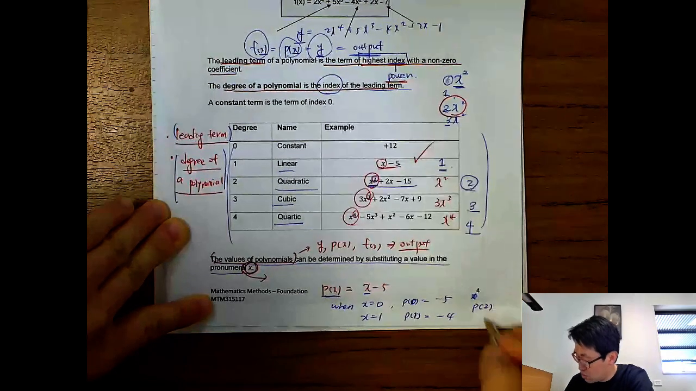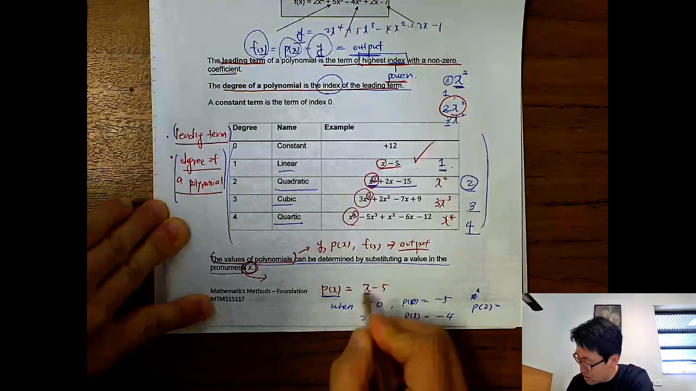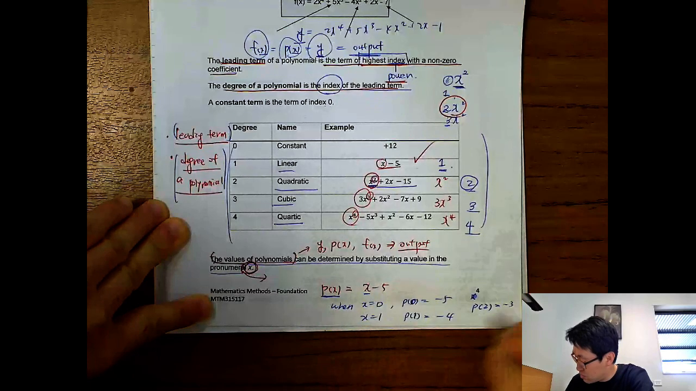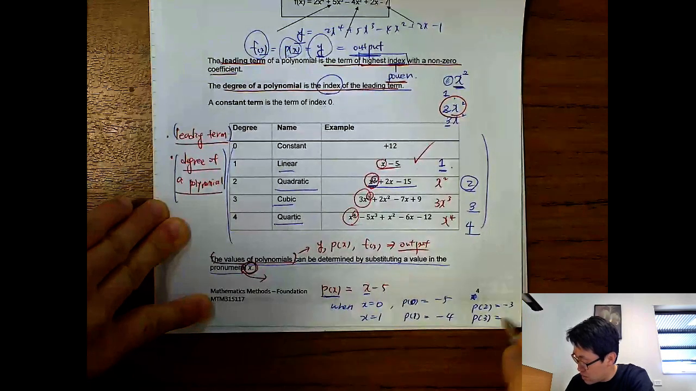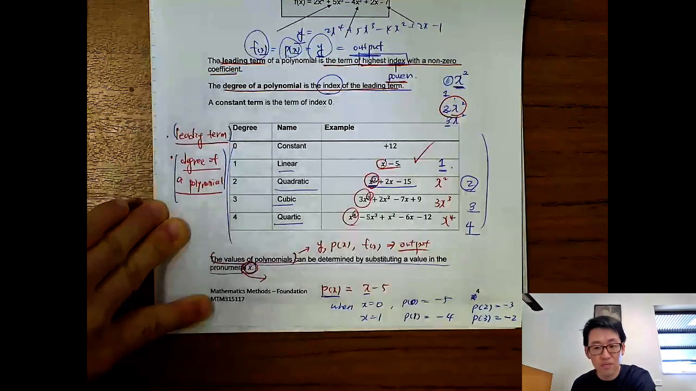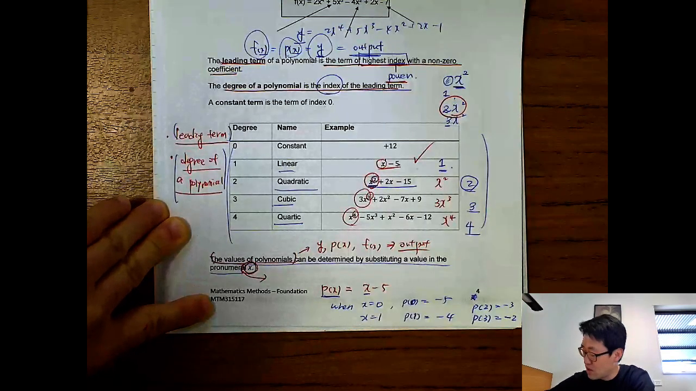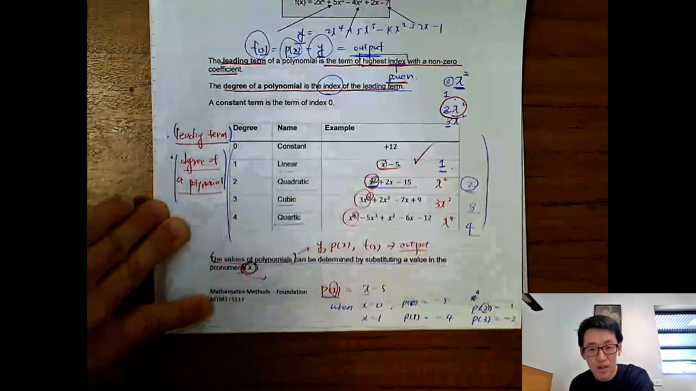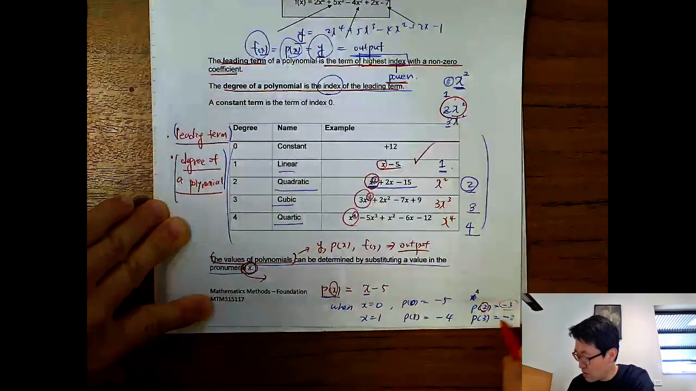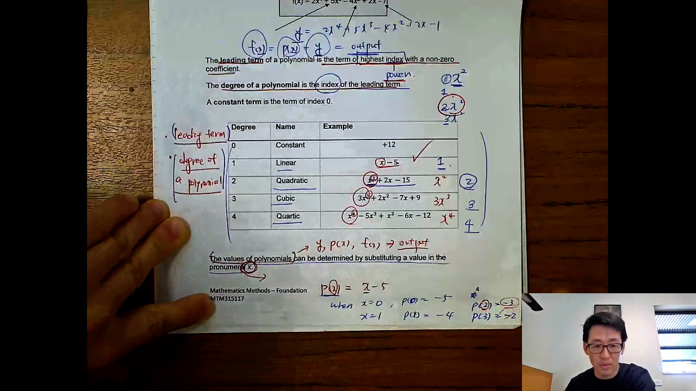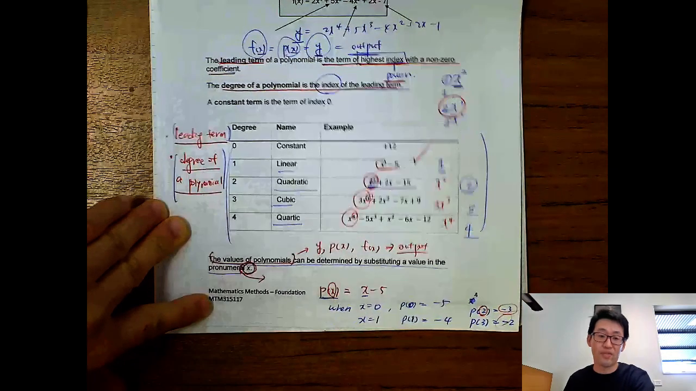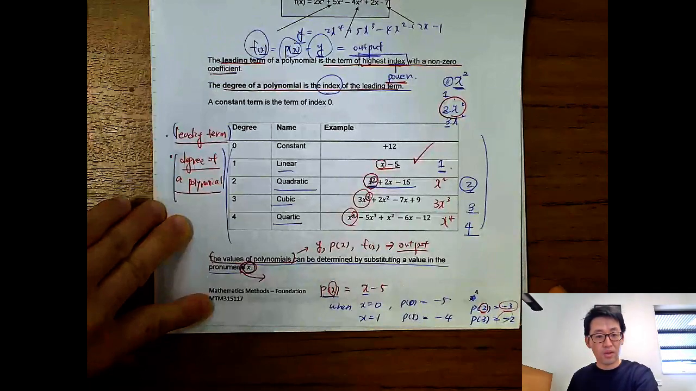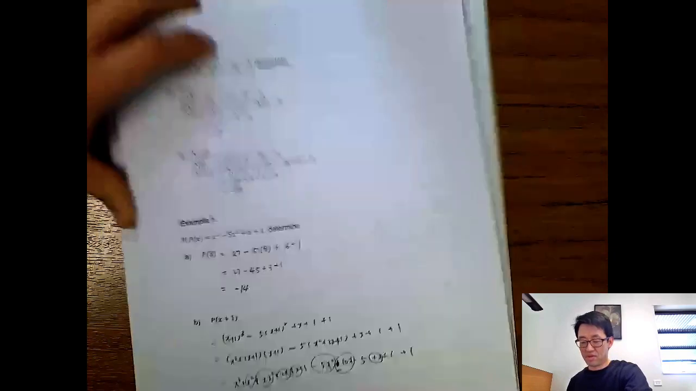When x equals 2, y is 2 minus 5, minus 3. When x equals 3, minus 2. Does it make sense? Yep. So you write down that x value here. That's why they look like this. The x value equals whatever you get as the output, y value or P(x) value or f(x) value. Same thing. Do you understand? Okay, I will continue. It's quite an easy start. Should be fine.